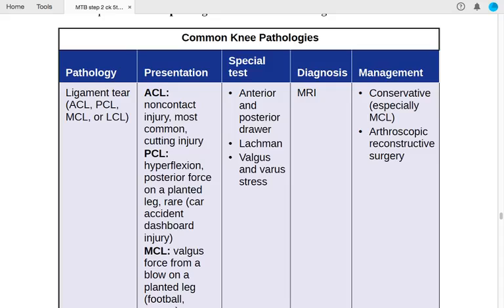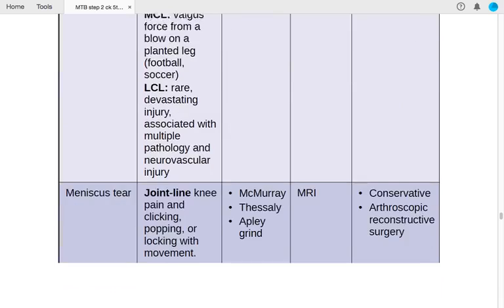And for the management part, especially for the medial collateral ligament, we'll go for conservative therapy, or we'll go for arthroscopic reconstructive surgery. Especially for the medial collateral ligament, we'll go for conservative management, but for the rest of the pathologies we'll go for arthroscopic reconstructive surgery.